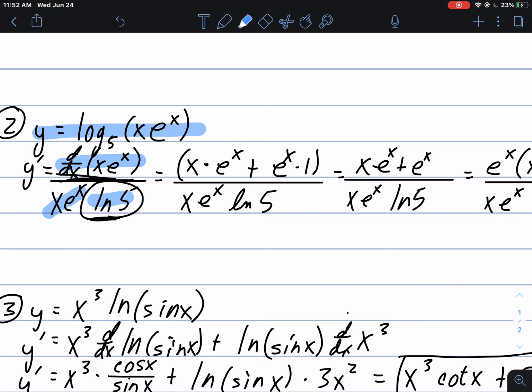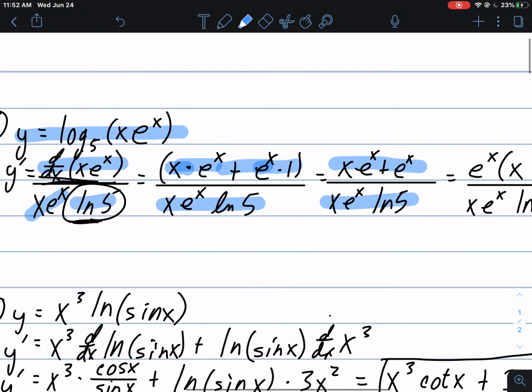So here's our derivative of x e to the x, which would be our first times the derivative of the second, the derivative of e to the x is e to the x, plus the second times the derivative of the first, the derivative of x is 1. Now again, the denominator, I'm just carrying that along, right? There's no derivative down there. I'm done with that. And then the numerator, I can clean up a little bit, so I just rewrote that as x e to the x plus e to the x. And then the denominator I didn't have to mess with.